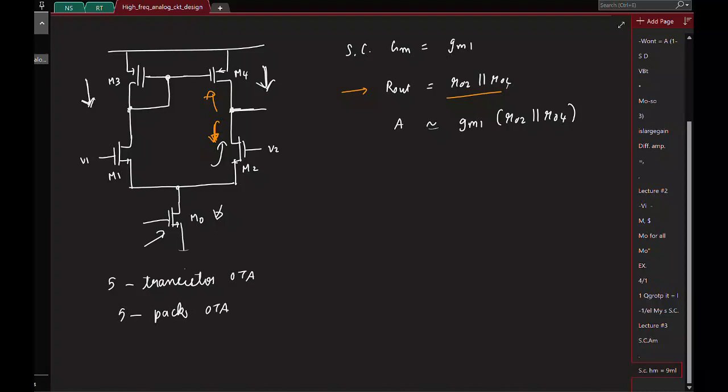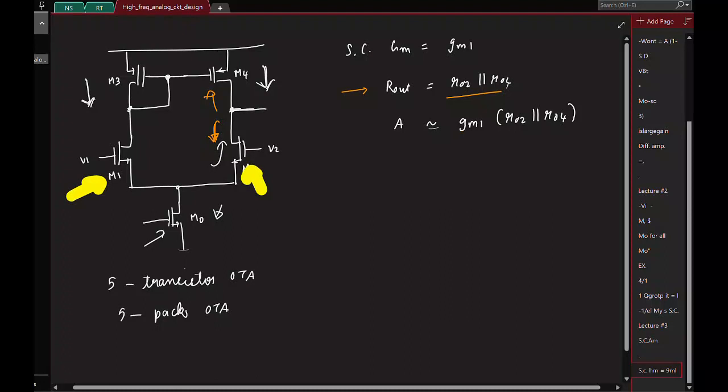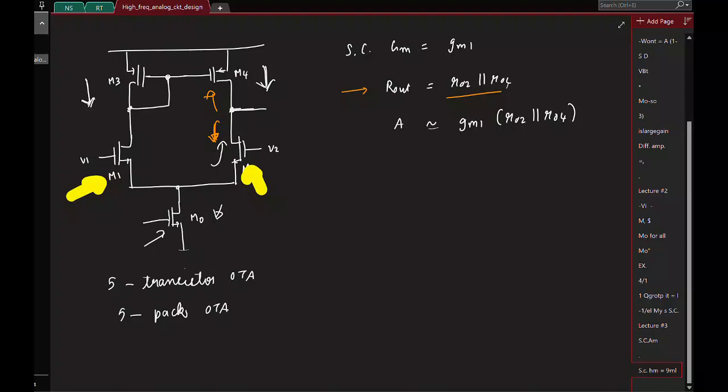Okay. And this is basically a single stage opamp, because you just have one transconductor here, which is M1 M2, converting the input voltage to a current. That current flows through this output resistance to generate the output voltage. So this is basically a single stage opamp.